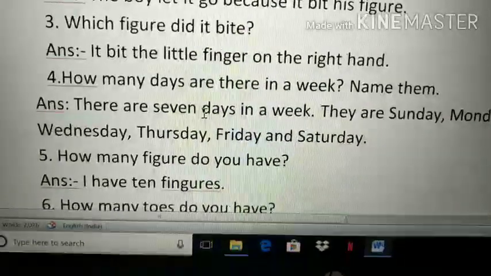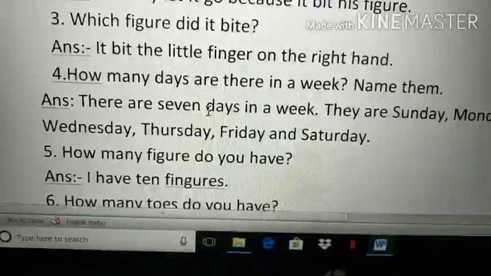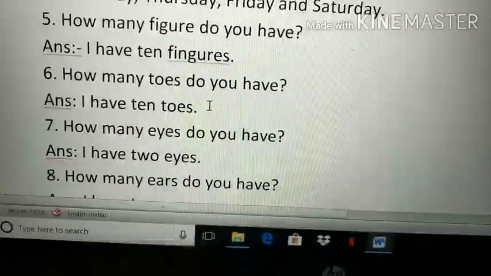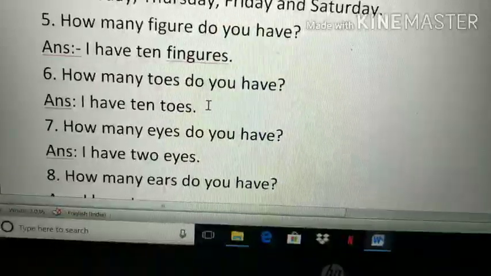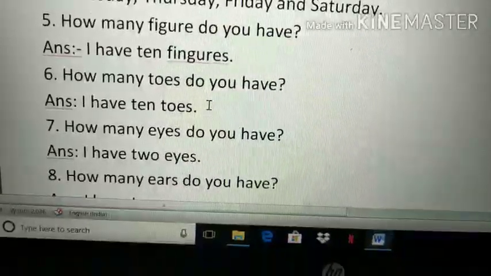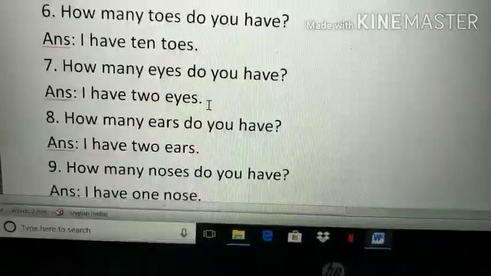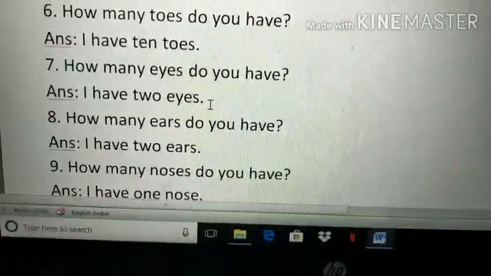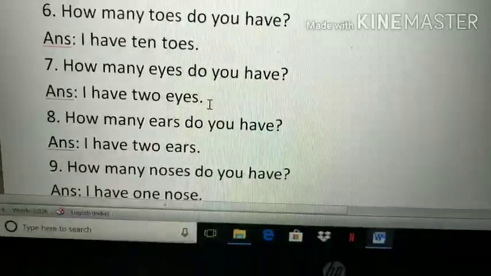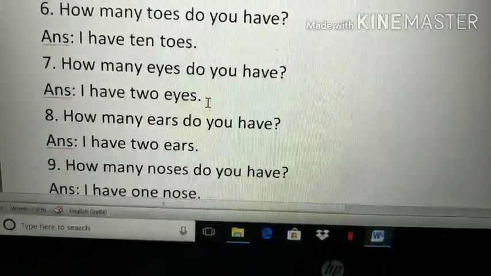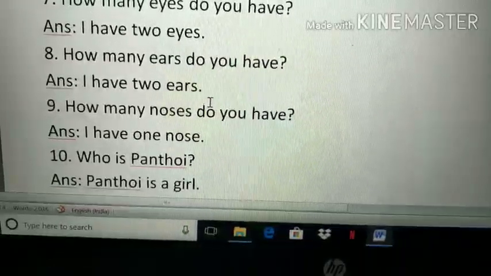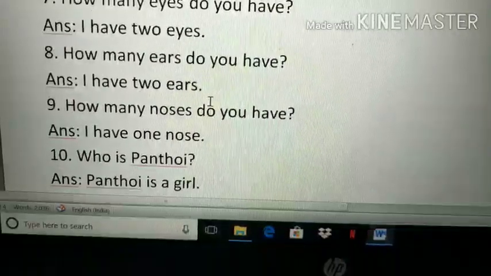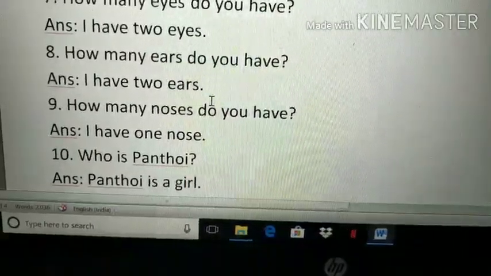How many fingers do you have? I have 10 fingers. How many toys do you have? I have 10 toys. How many eyes do you have? I have 2 eyes. How many ears do you have? I have 2 ears. How many noses do you have? I have 1 nose.